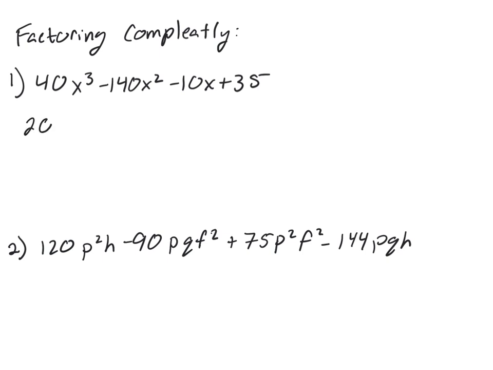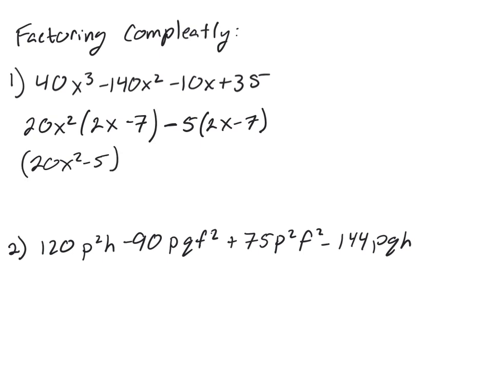So I'm going to pull out a 20x squared here from the first two. And then, let's see, I know I want my x term to be positive, so I'm going to have to factor out a -5 from these last two terms so that we have matching binomial factors. Then we have a 20x squared minus 5 and a 2x minus 7.